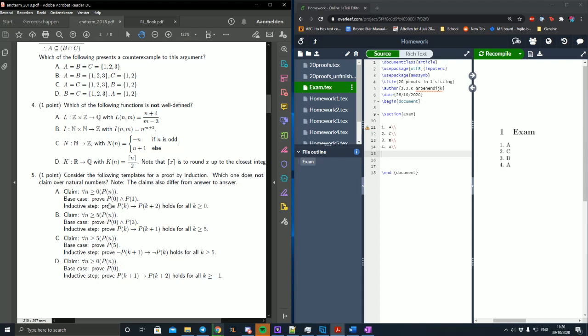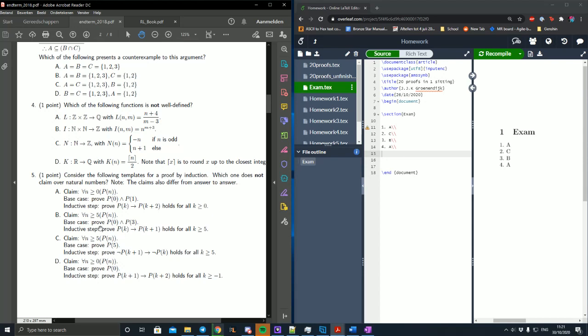This one holds too, because this is just all even numbers, so that makes sense. Yep, B is wrong. Because if you prove that this holds for all k bigger than 5, then you cannot use that to induct something on less than 5, and the base cases are less than 5.